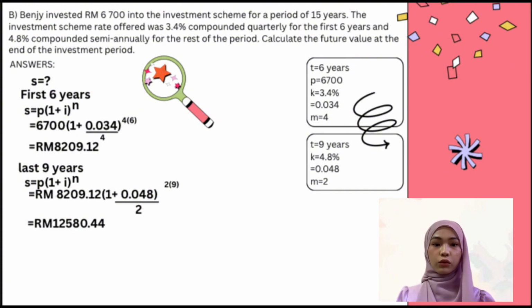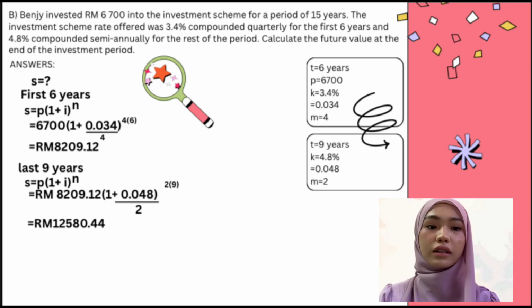For the first 6 years, we use the formula S = P(1 + i)^n. So 6,700(1 + 0.034/4)^(4 x 6). So we get the answer 8,209.12 cents.